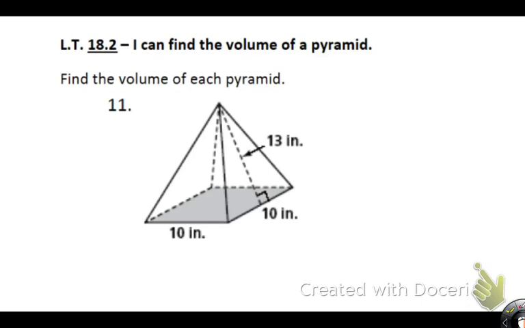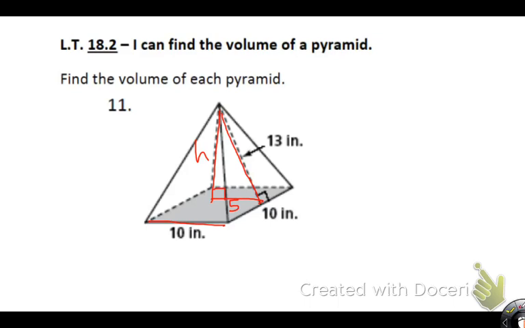Okay, the next one looks like it's a square pyramid, but this time it's a little bit different in that they gave us this. This is a slant height, it's 13. You have to picture a right triangle here. So we need to actually figure out what the height is. So we make a nice little right triangle. If this is 10 all the way across, then that means this little part here would be 5. So we do a little Pythagorean theorem.